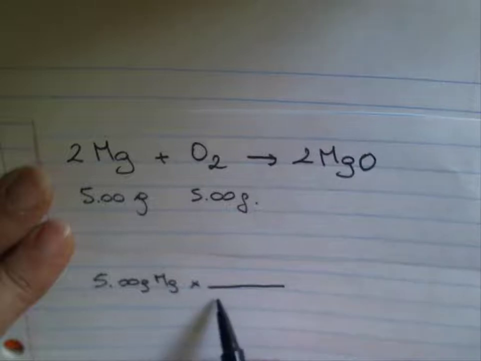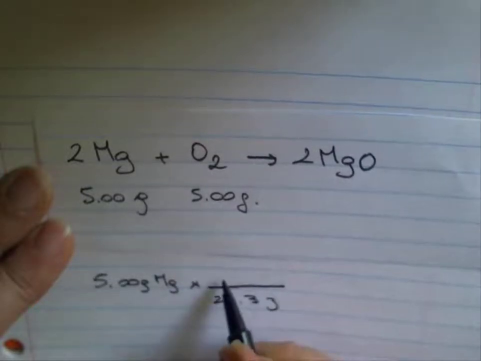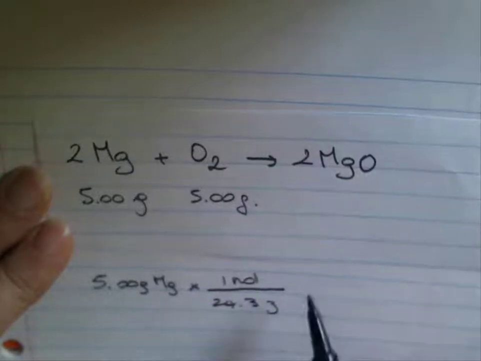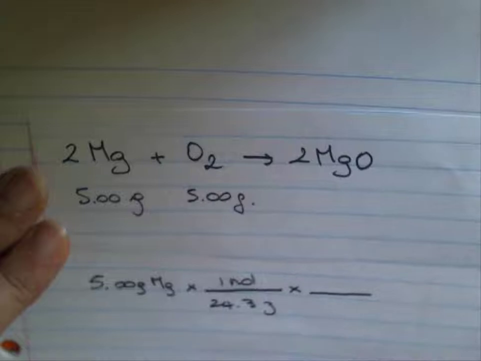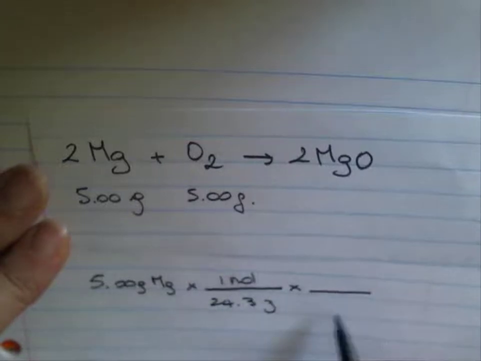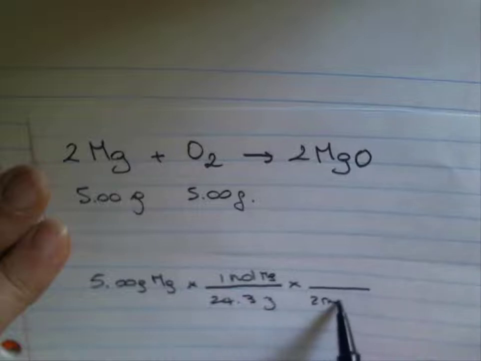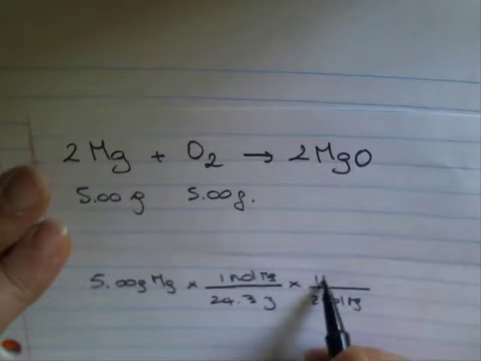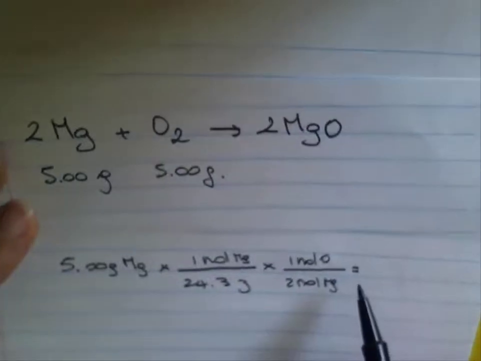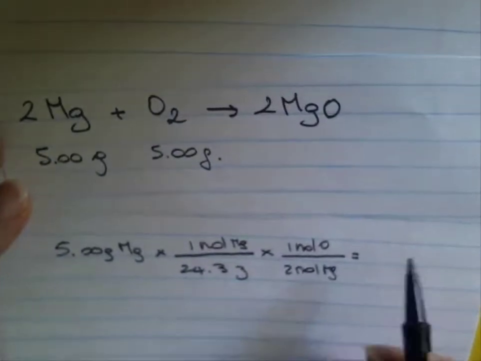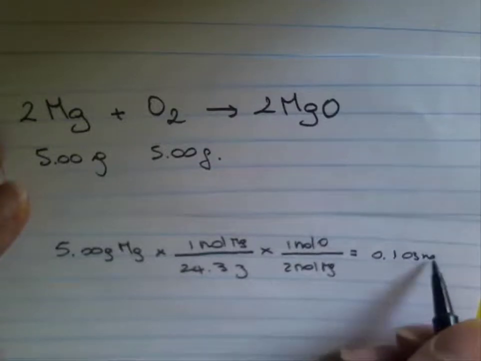The molar mass of magnesium is 24.3 gram per 1 mole. And then I can convert these into the moles of oxygen. My ratio is 2 mole of magnesium per 1 mole of oxygen. And as a result, I'm getting that I will need 0.103 mole of oxygen.